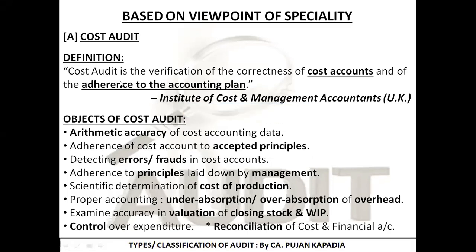So we have done two important things, the definition of cost audit and the objectives of cost audit. In the definition I explained to check correctness of the cost accounts that I had prepared and to check the adherence to the accounting plan. मतलब जैसा plan में बोला गया है, I am doing in that manner or not. And second are the objectives, basically revolving around the fundamentals of costing. I hope I am clear with this part.